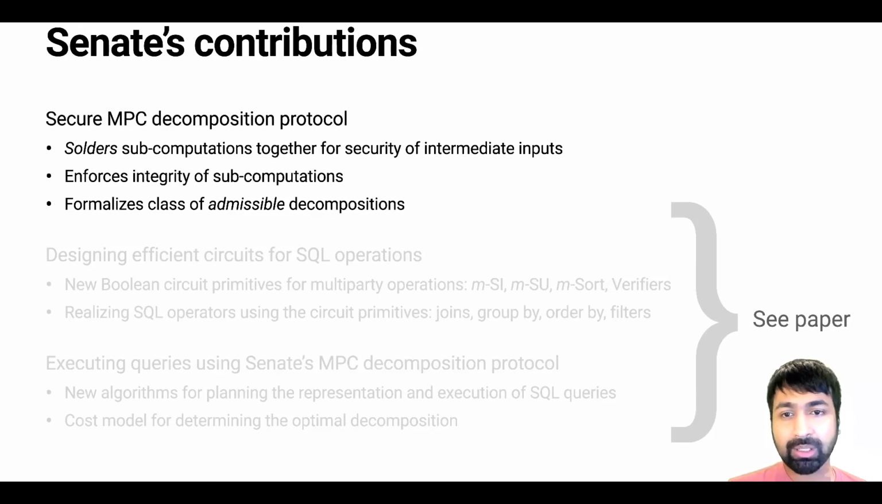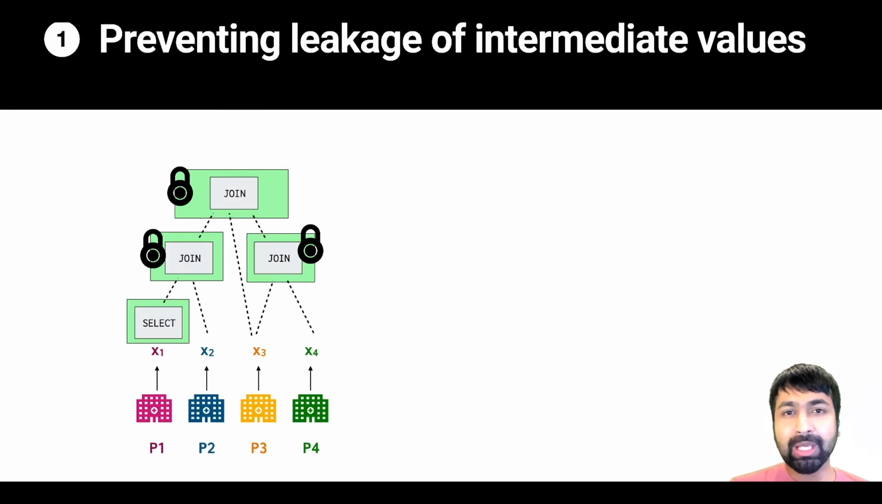I will now give you a closer look at how we develop our MPC decomposition protocol. For other aspects of the overall system, please read our paper. So, to understand the steps we take to develop our protocol, let's start with the strawman MPC decomposition that mimics plaintext execution. The first challenge we need to overcome is we want to ensure that intermediate MPC computations do not reveal their output to the parties.